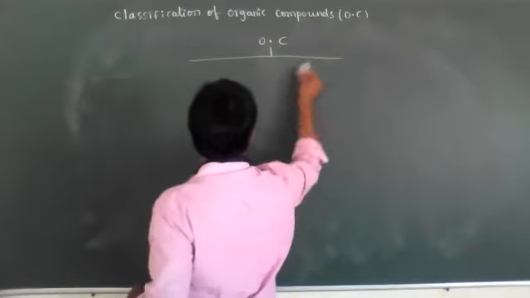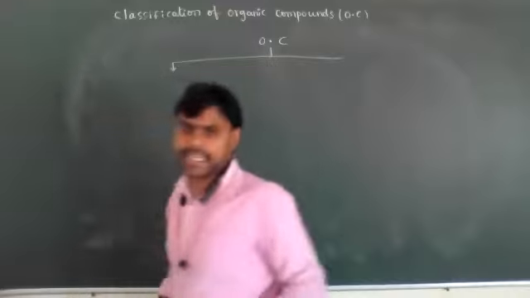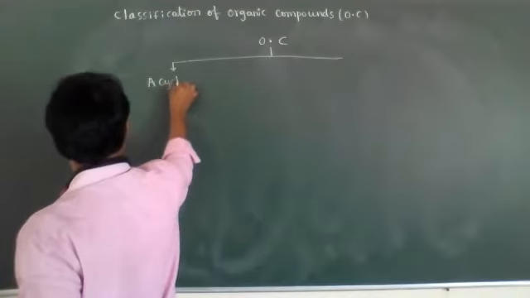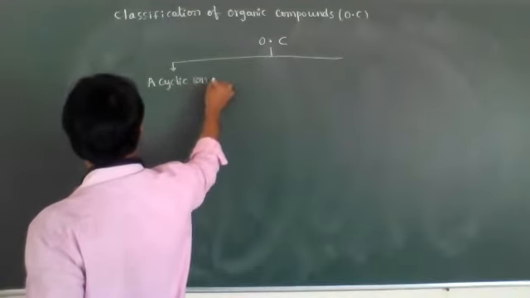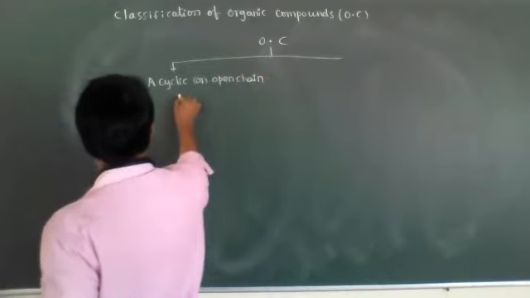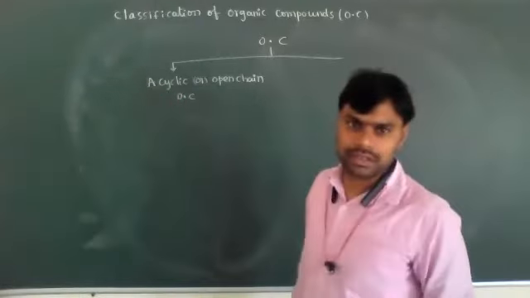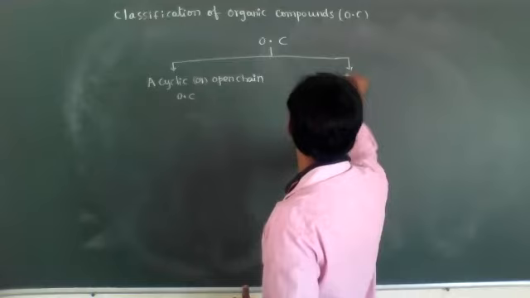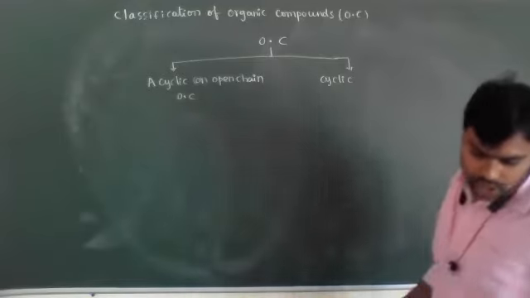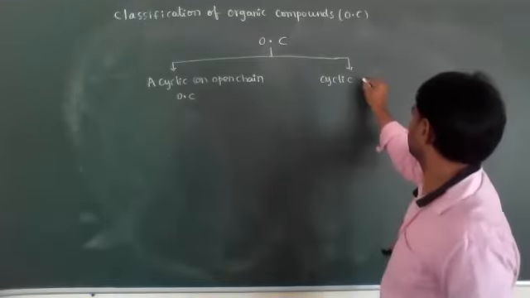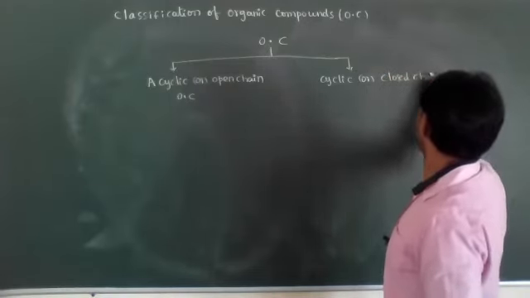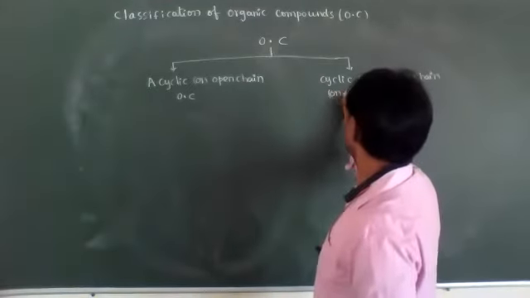They are divided into two types, acyclic and cyclic. Acyclic are open chain organic compounds. Okay, the second one is cyclic. Cyclic are closed chain organic compounds. Chain or ring.